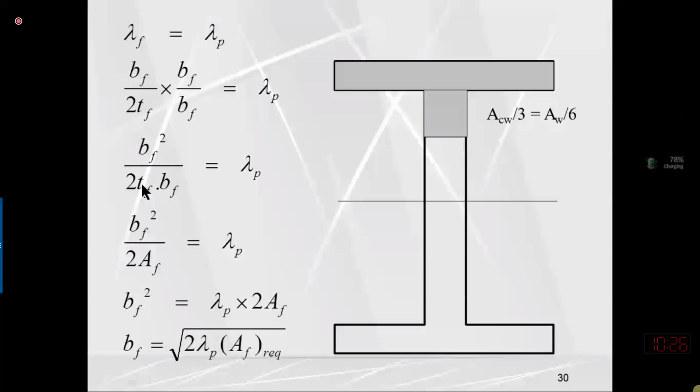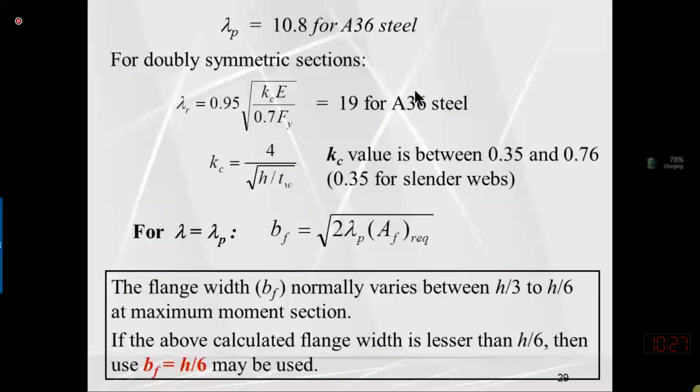So if we bring the 2 times lambda to the other side and take the square root, we can determine the width of the plate by this expression, by equating the slenderness ratio or b over t ratio of the plate with lambda p. So lambda p value is equal to 10.8 for the compact plate, and lambda r value is computed by this parameter, which is 19 for Fe 250. So I have already explained.